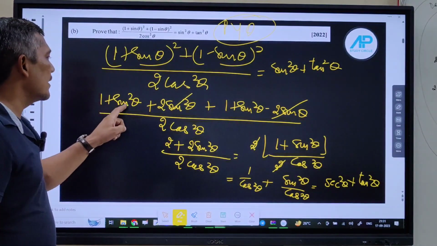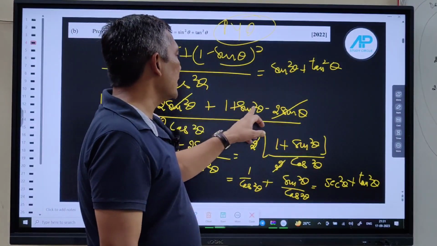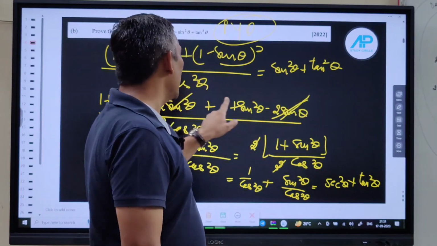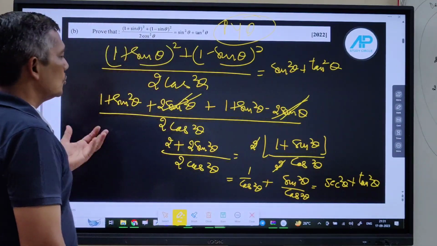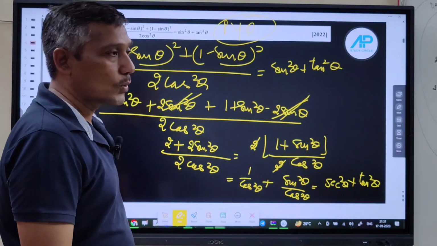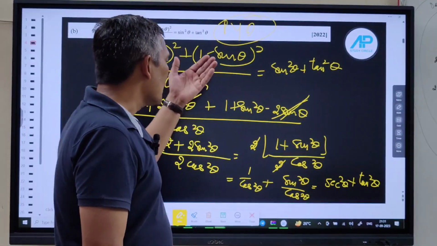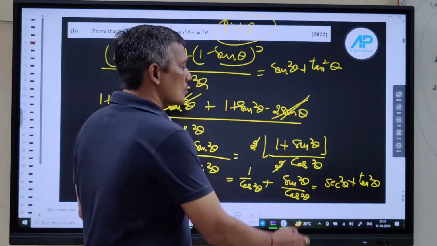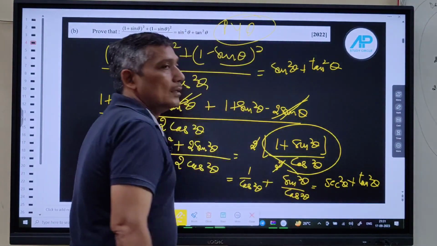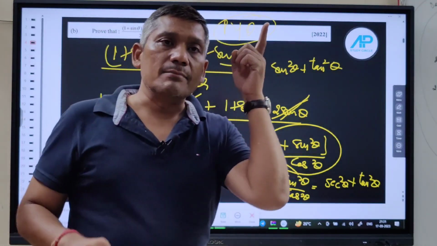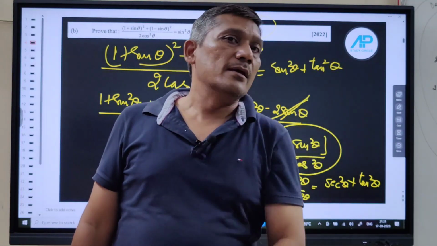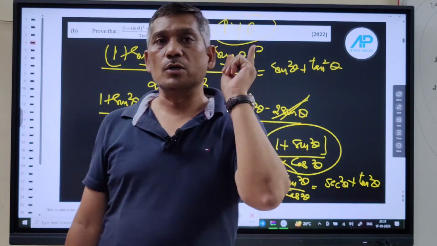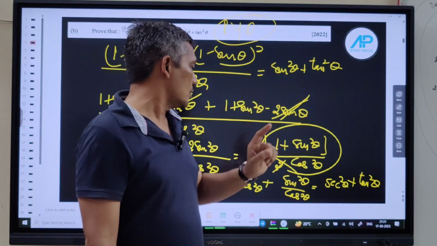So I got 1 plus sin square plus 2 sin plus 1 plus sin square minus 2 sin. 2 sin is cancelled. I got 2 plus 2 sin square upon 2 cos square. 2 सारे काट दीजिए, बच गया 1 plus sin square upon cos square. अगर न्यूमरेटर में एक बाइनोमियल टर्म है और डिनोमिनेटर में सिंगल टर्म है, स्प्लिट करिए. 1 upon cos square plus sin square upon cos square.